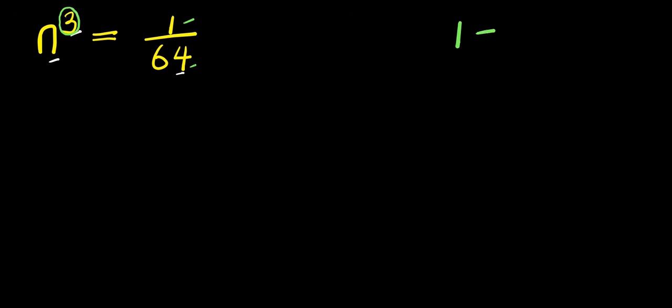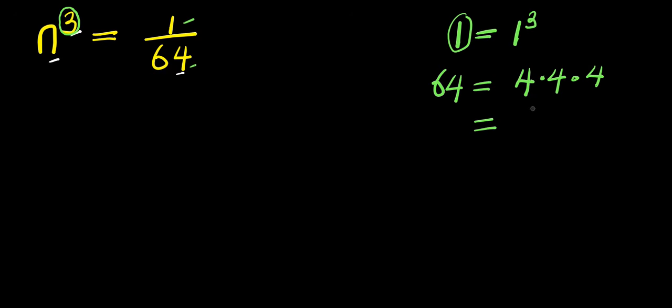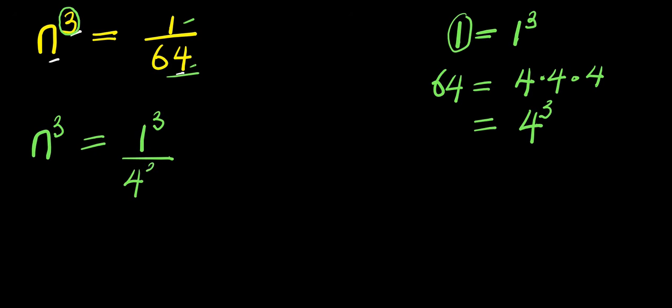If I have 1, I can easily express it as 1 power 3, because 1 power 3 is 1. If I have 64, I can express it as 4 times 4 times 4. So 4 times 4 is 16, 16 times 4 is 64. So this is like writing 4 power 3. So I'm going to have n power 3 equals, instead of writing 1, I have 1 power 3 divided by, instead of writing 64, I have 4 power 3.